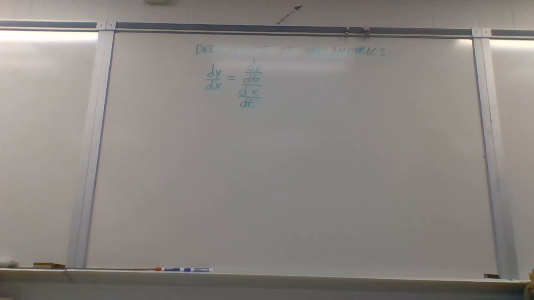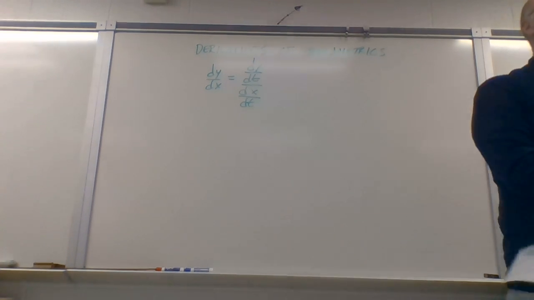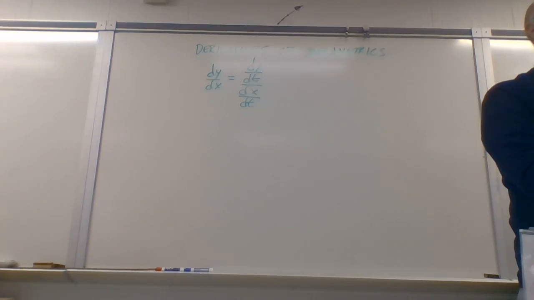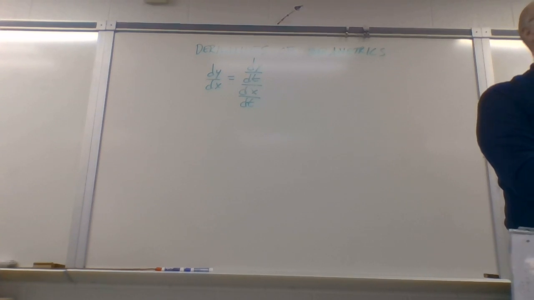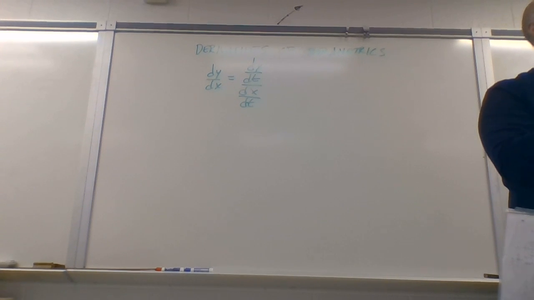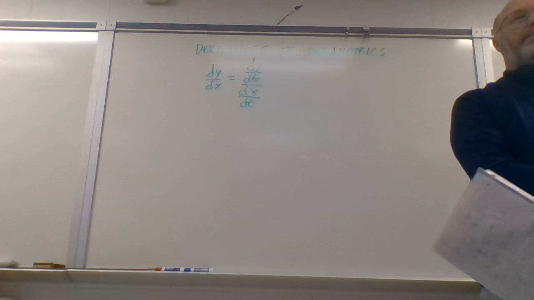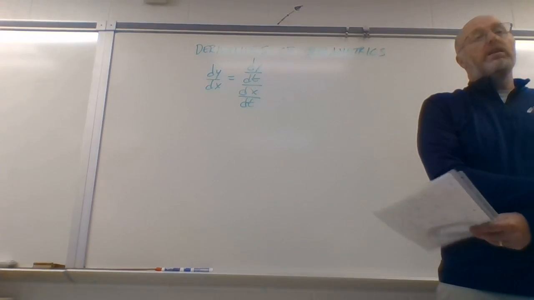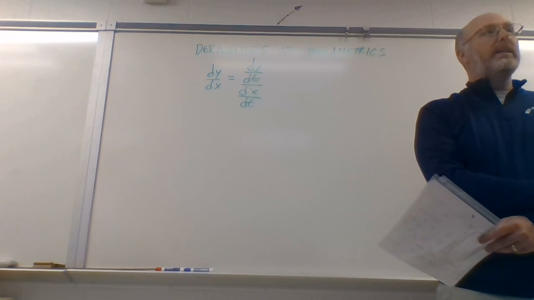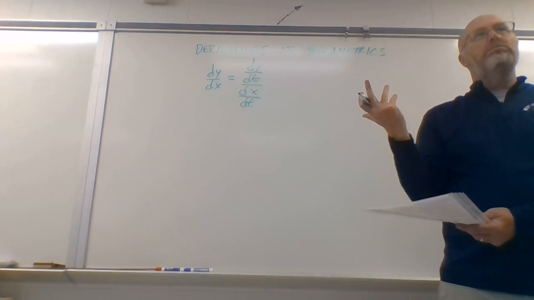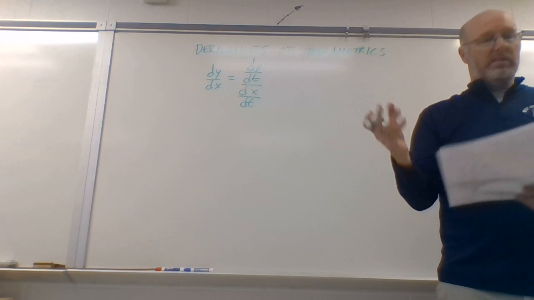So I have 2 rates that are going to give me this 3rd rate that I'm looking for. In English, is that just the derivative of y with respect to t? Yes. The rate of change of y with respect to t over the rate of change of x with respect to t, that ratio will give me the rate at which y changes with respect to x. Does that make sense? I think if you think about it, it would make sense.